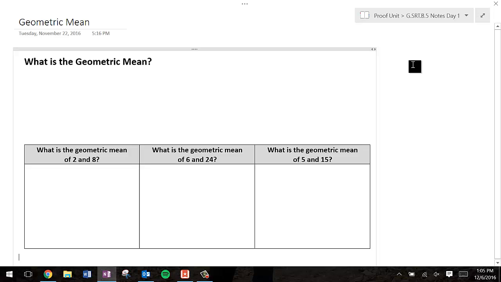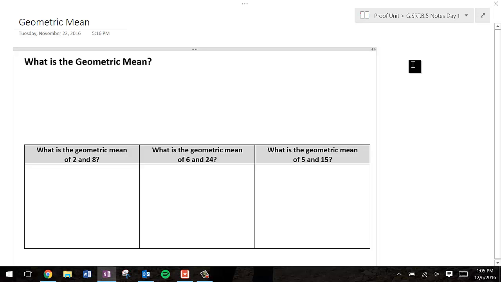Welcome back. So today we're going to start our last unit of information for the proof unit here, G.SRT.B.5. And what we're going to focus on today is building on what we did when we proved the Pythagorean theorem, where we used triangle similarity, specifically with right triangles. And we're going to look at something called the geometric mean.